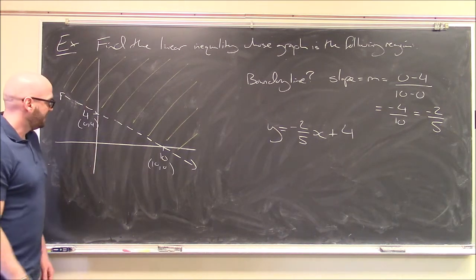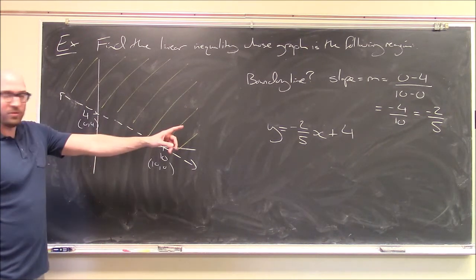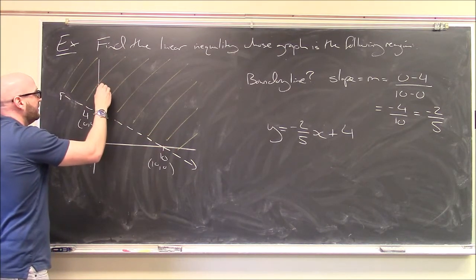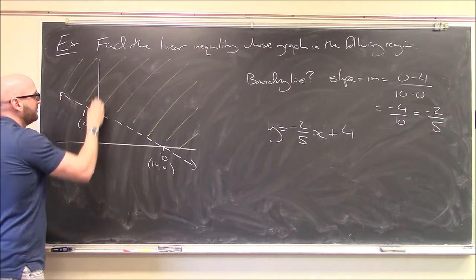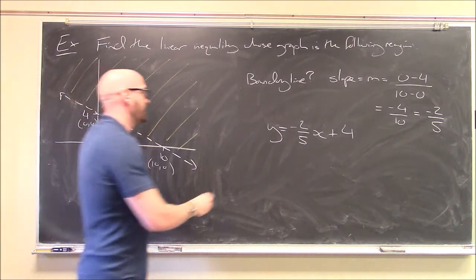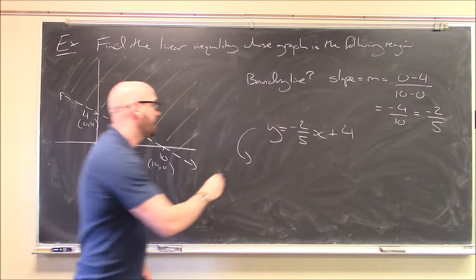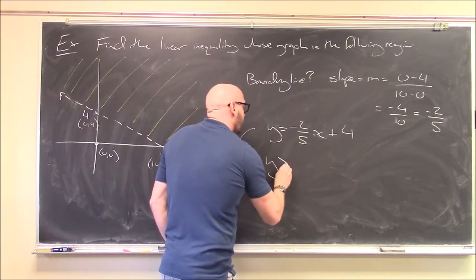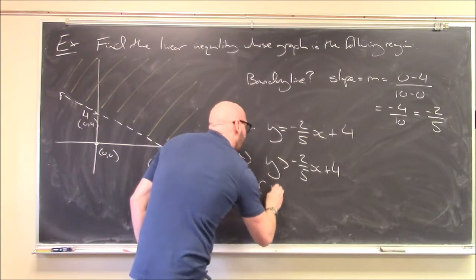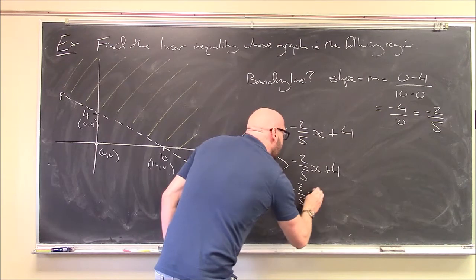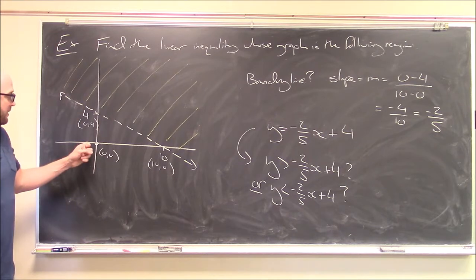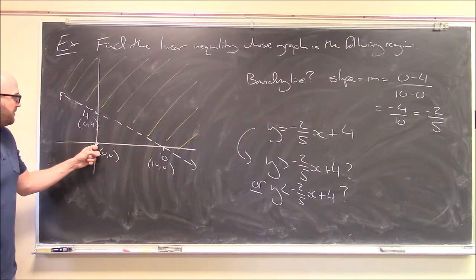Now, let's see. There's my boundary line. Suppose I take a point. Suppose I take, let's take 0, 0. So the question is, now that I know my boundary line, is my inequality going to be y is bigger than minus 2/5 x plus 4, or y is less than minus 2/5 x plus 4? Right? Which one are we looking for? Well, I want 0, 0 to not be a solution.